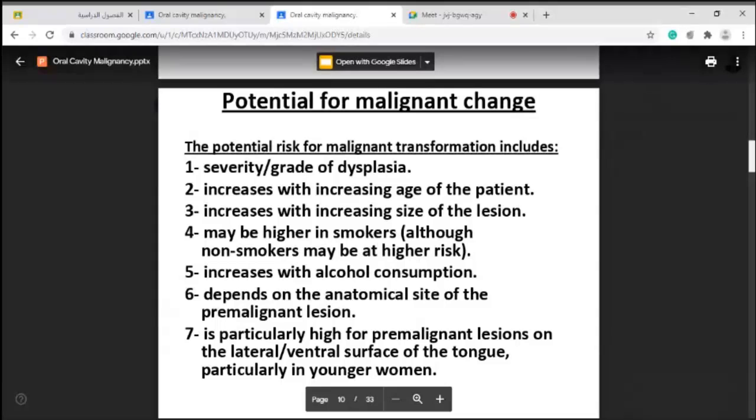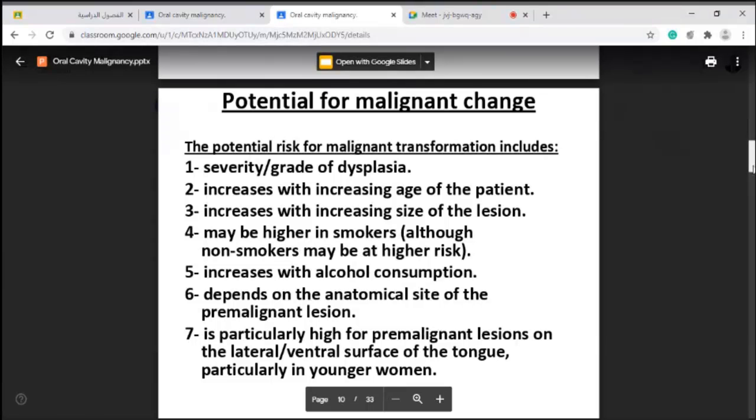Also, increasing age of the patient: the older patient has a higher risk. Also, increasing size of the lesion: the bigger the patch, the more risk of malignancy. It may be higher in a smoker, although a non-smoker may also be at higher risk. Not only smokers, even non-smokers may be affected by leukoplakia and erythroplakia. There is also increased risk with alcohol consumption, and it depends on the anatomical site of the premalignant condition. The risk is particularly high for premalignant lesions on the lateral and ventral surface of the tongue, particularly in young women.